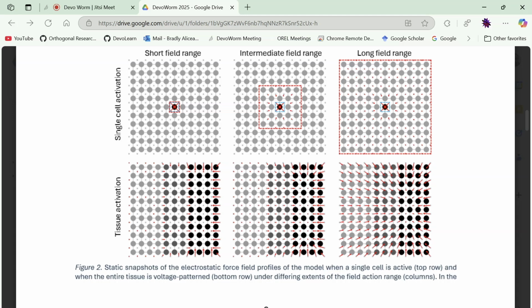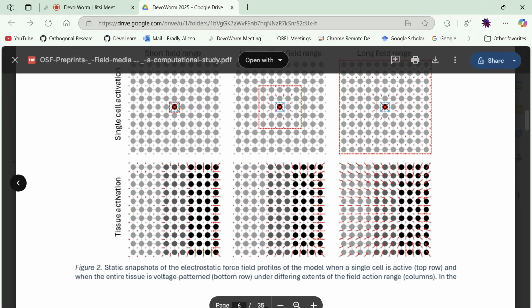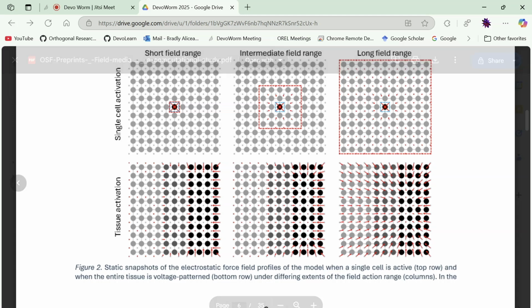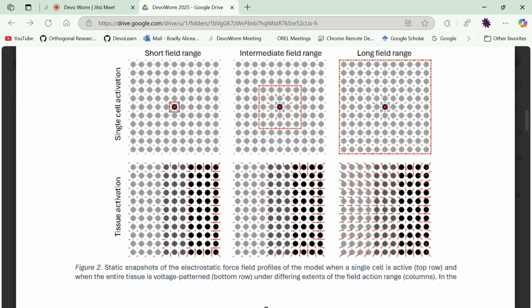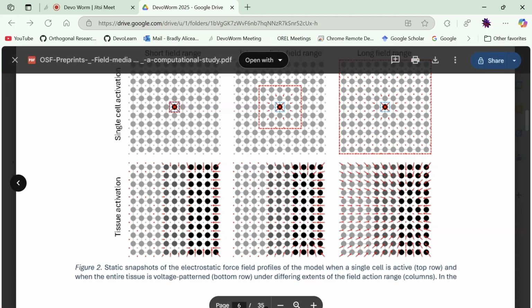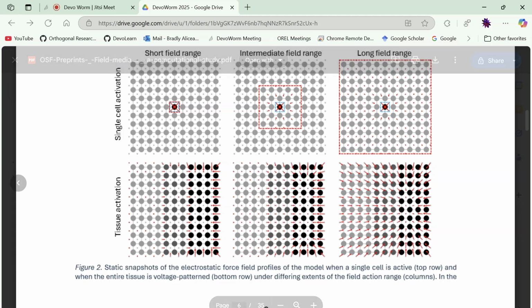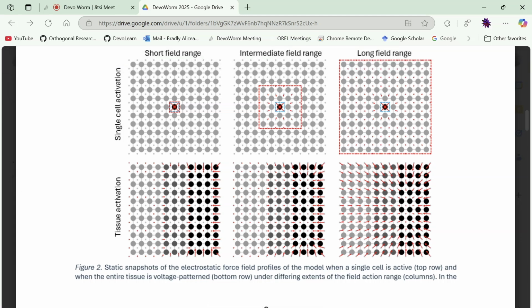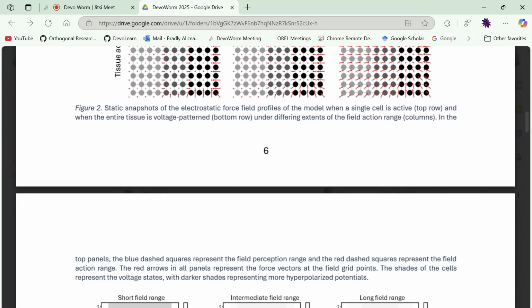So for short field range, we see this pattern which is differentiated on the left side or on the right side. There are these differences in the orientation of the field. Then for intermediate field range, we see kind of the same thing. And in the long field range, it focuses on this area here. I'm not really sure what the lesson is from this.